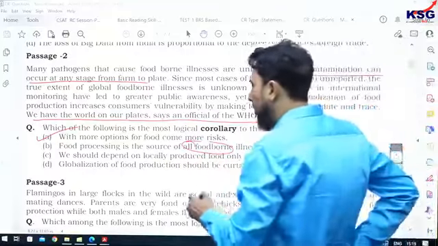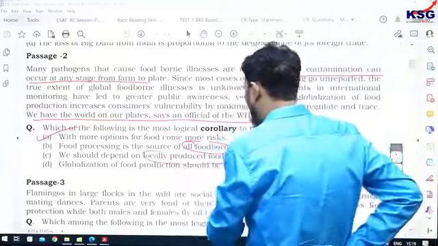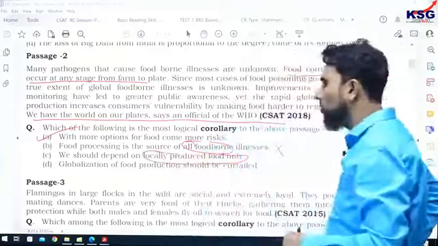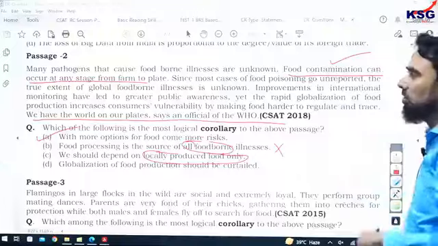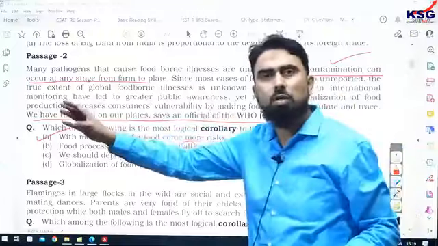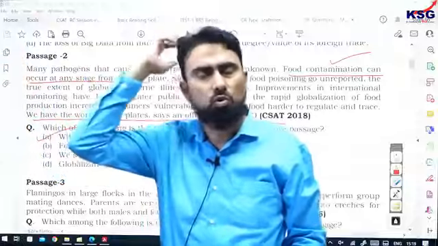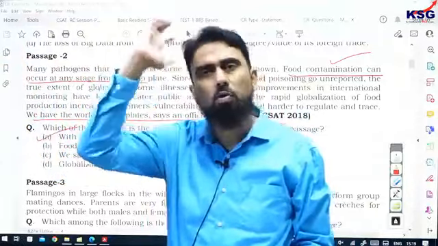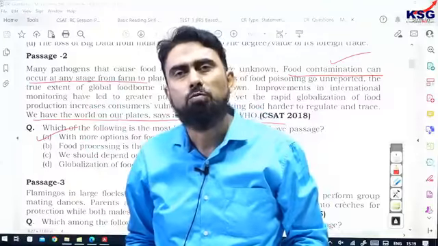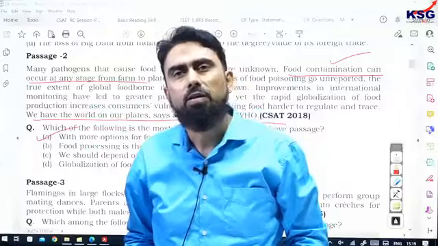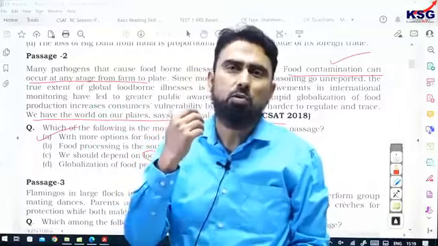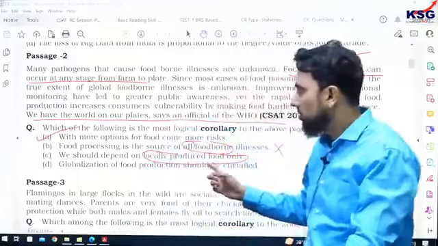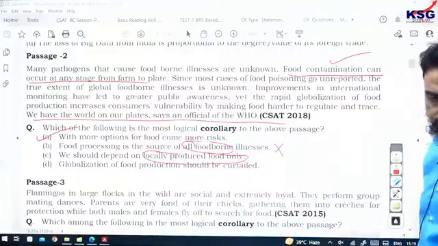C, we should depend on locally produced food only. Now, locally produced food only, but food contamination can happen at any stage from farm to plate. It is not saying necessarily that food should have traveled from a far off place, exotic food. It says that it can happen at any stage. So even locally produced food is also vulnerable. Hence, C does not make sense.